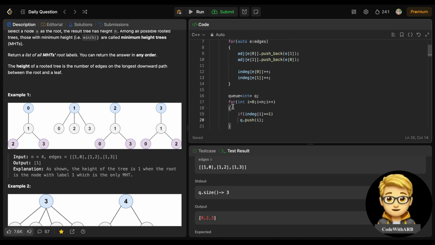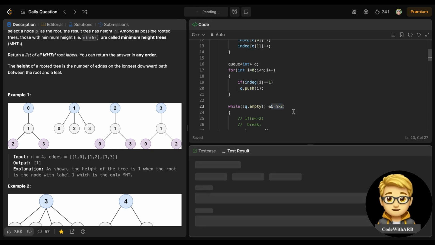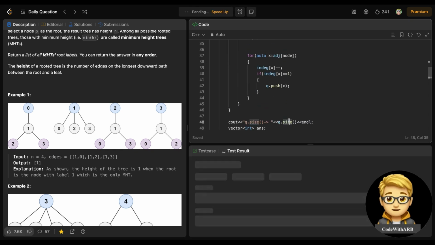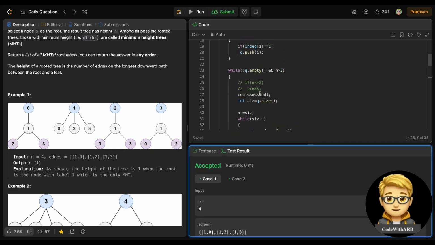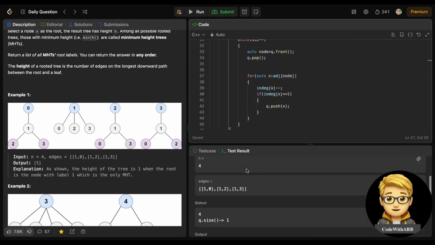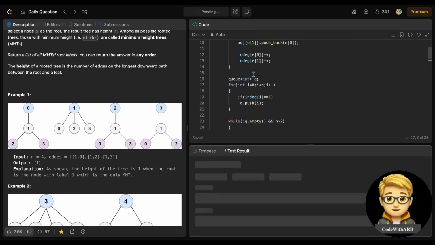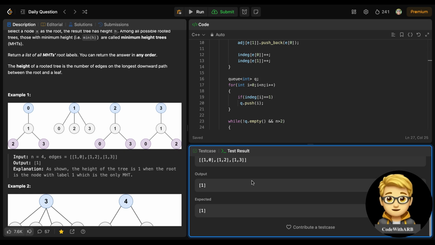n is the number of nodes, which is 4 as given. Oh, okay, sure. This should be greater than 2. If it is less than or equal to, it will automatically obey. Okay, sure. Now we can run this. Yeah, this should work here. Let's submit it. Let's run it again. Let's submit it.